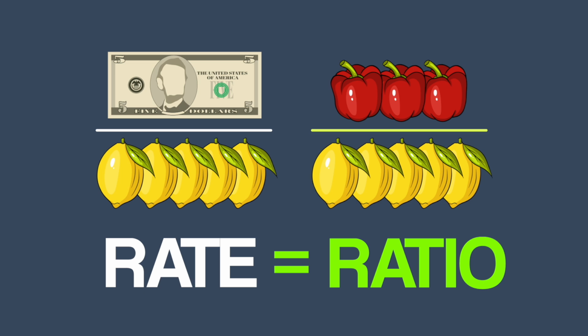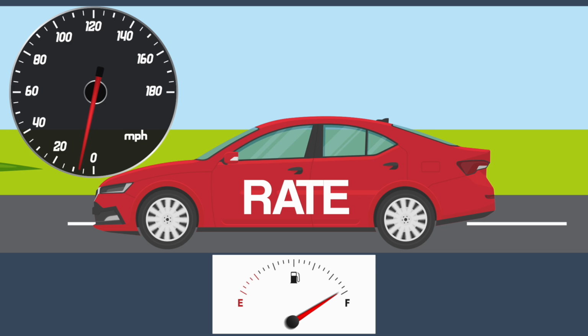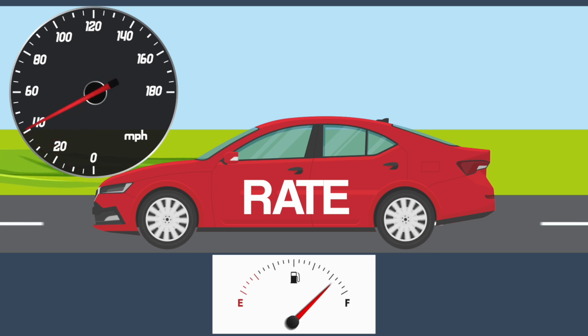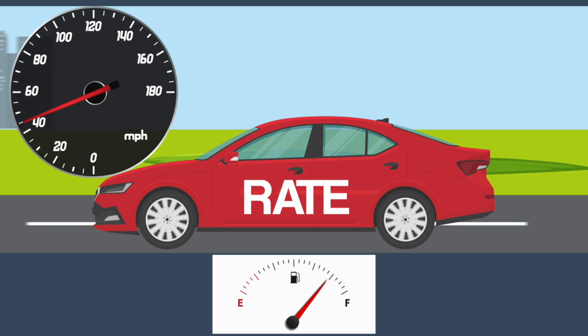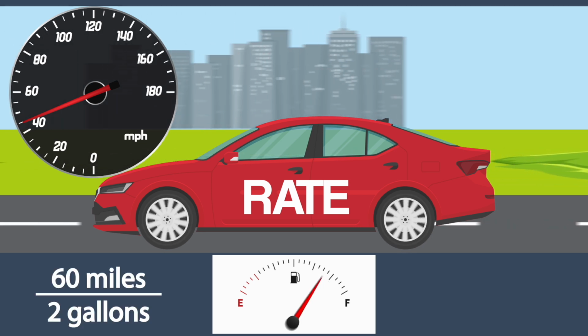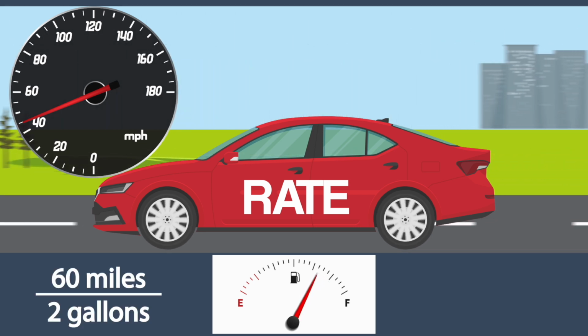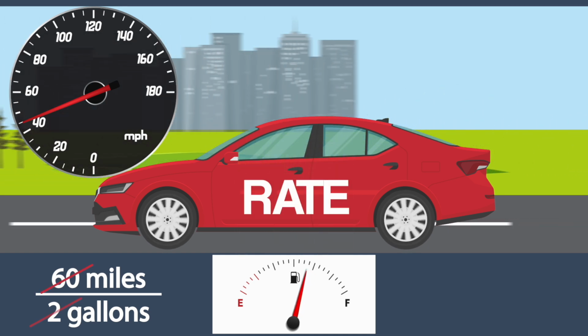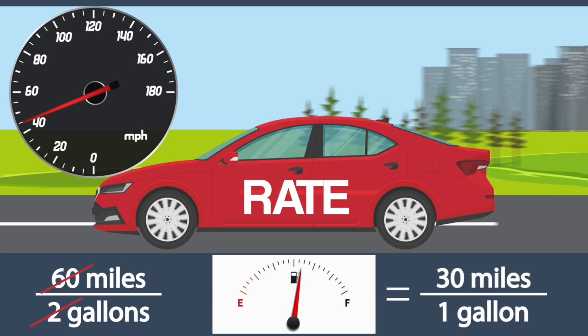Let's take a look at an example. We can see a car driving. What kind of rates can we spot here? We know that the car can go 60 miles using 2 gallons of gas. The units are different, so this is a rate. We can simplify this rate to be 30 miles for 1 gallon.